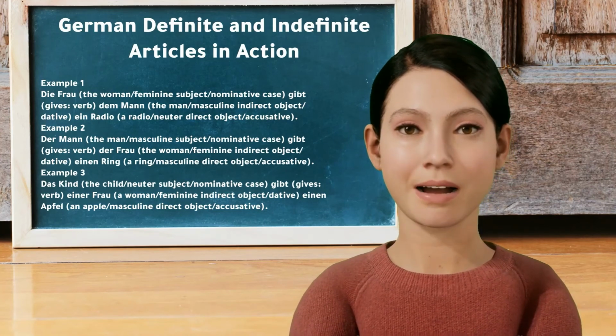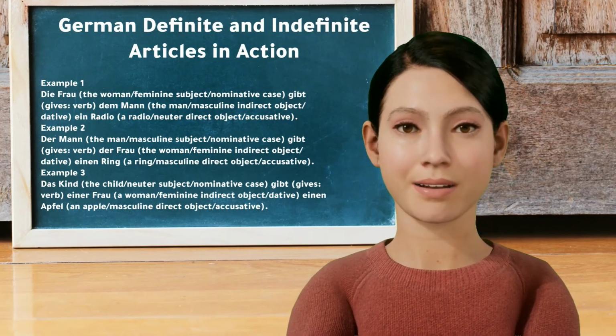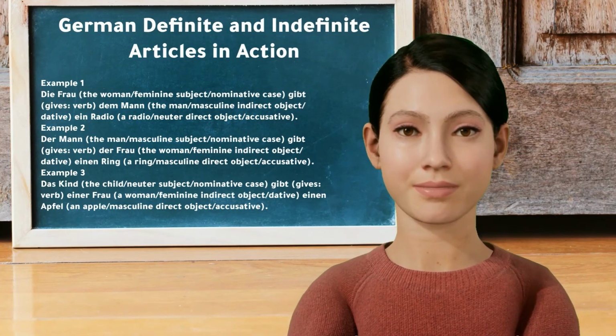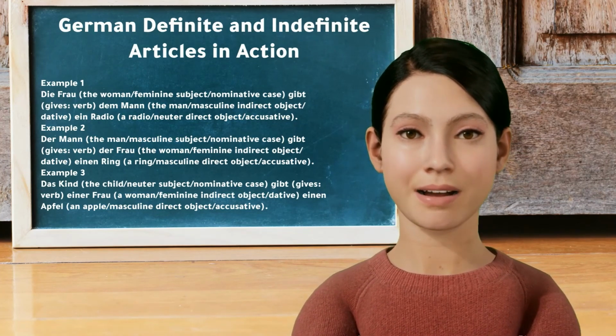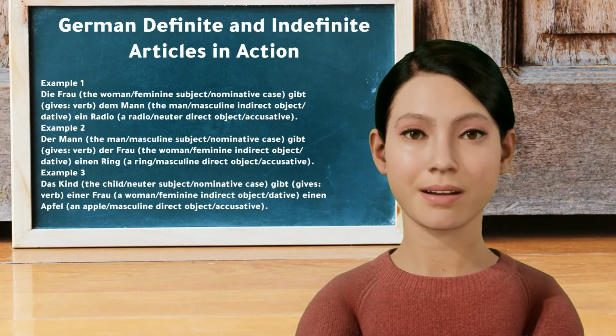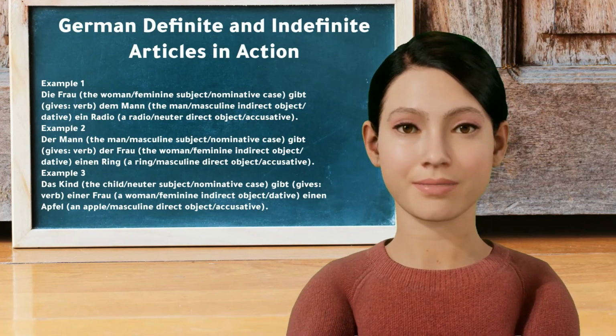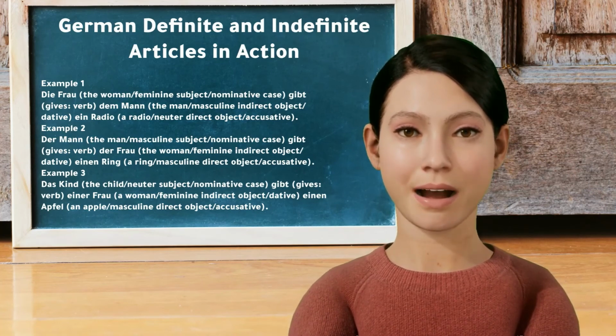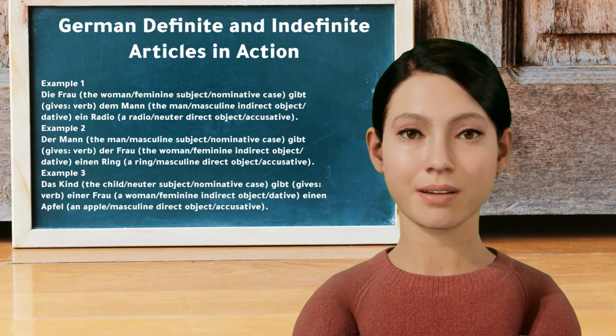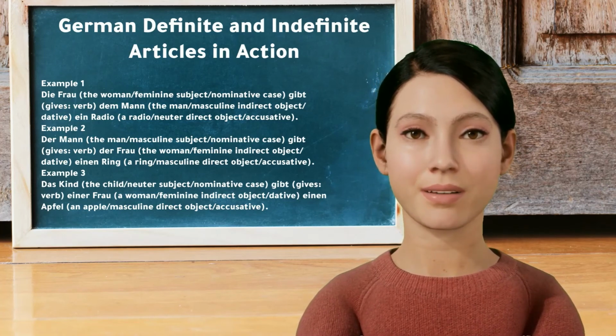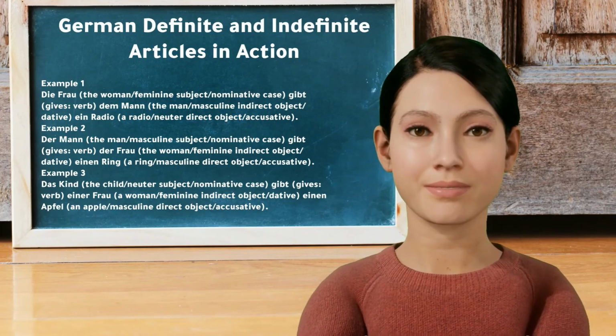You'll need to reference some tables before this all becomes familiar. But as long as you have the gist of the idea the first time, you can build upon that knowledge later. Let's look at example 3. Das Kind, the child, is in the nominative case. It's a neuter subject. Gibt is our verb gives.